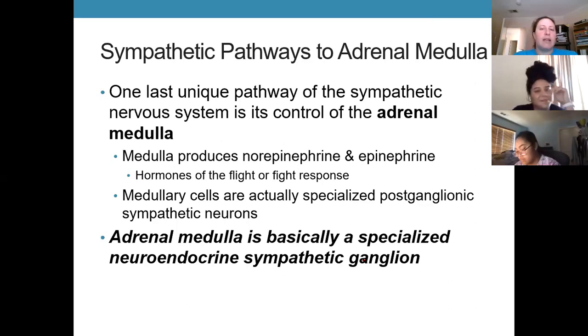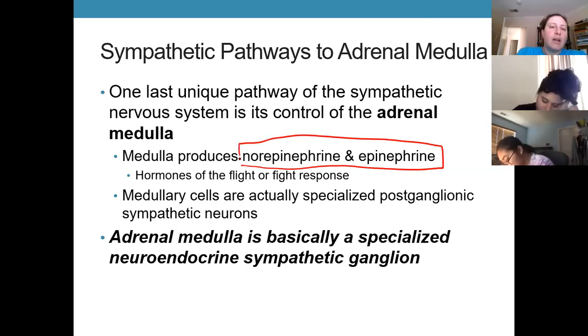You'll learn about the rest of it when you get to the endocrine system. But the adrenal medulla is the core or the center of the adrenal gland, and it's actually just highly specialized postganglionic sympathetic neurons that act as endocrine cells. So the medulla produces norepinephrine and epinephrine, and those are released in the blood as hormones of the sympathetic nervous system. So these are the hormones that increase your heart rate, increase your respiratory rate. They'll make you get all sweaty and hot, prep your muscles for action when needed.